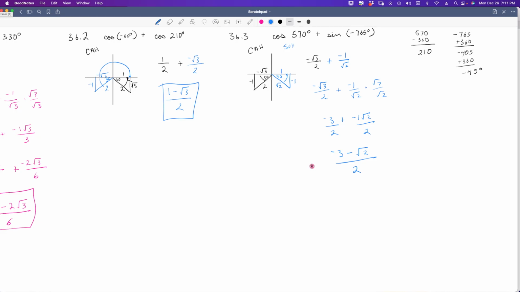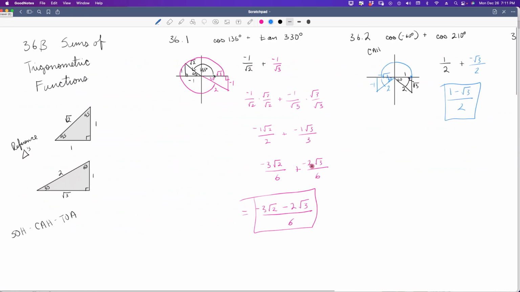And that's all we have for 36B, sums of trigonometric functions. We have one more section, it's 36C. We're going to do some boat in the river problems. So I'll see you after we do a few practice problems for this.